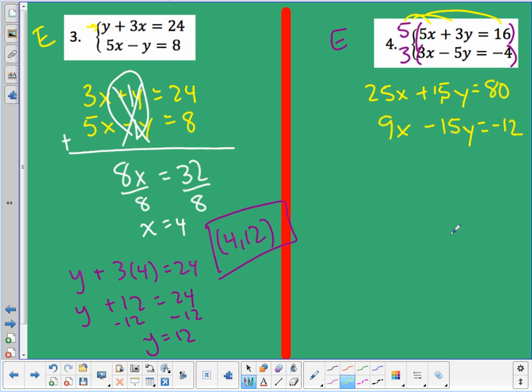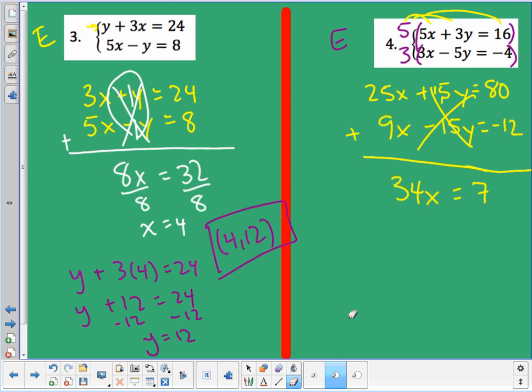So then I have to add these two equations together. And when I do that, I end up with 25 plus 9, which is 34x. The y terms drop out, and 80 minus 12 is 70, no, sorry, 68. 68 there.